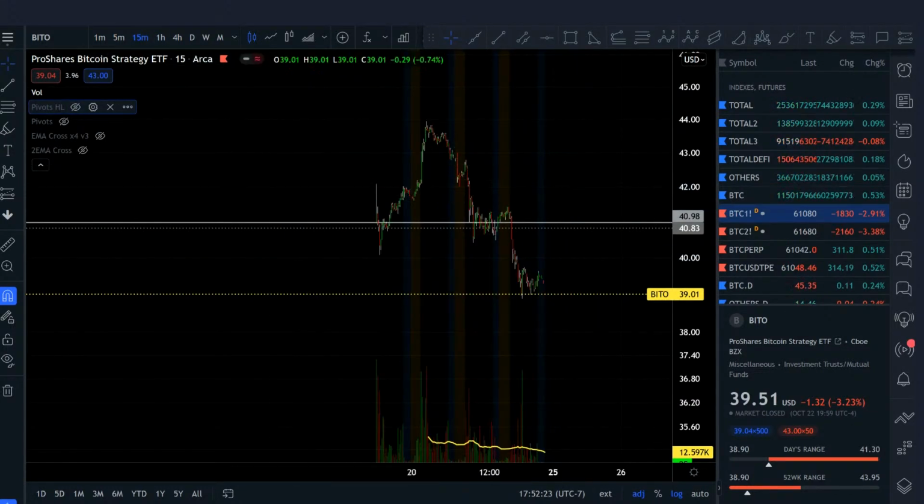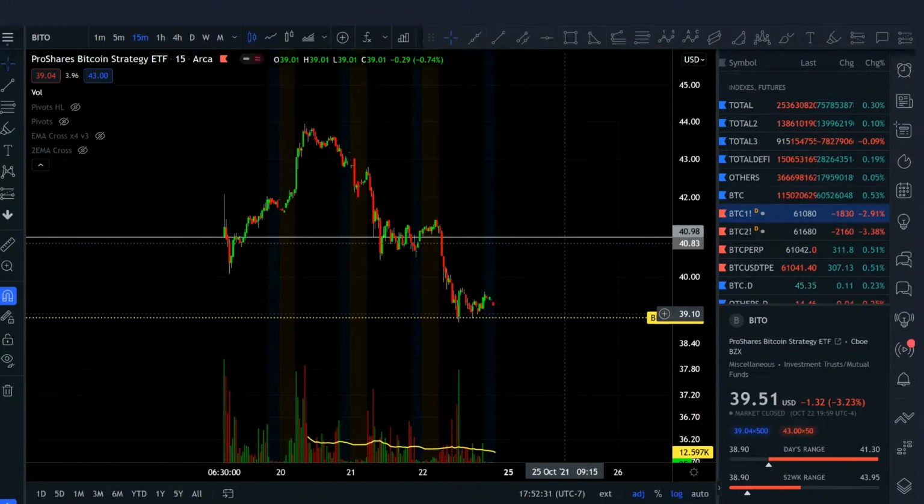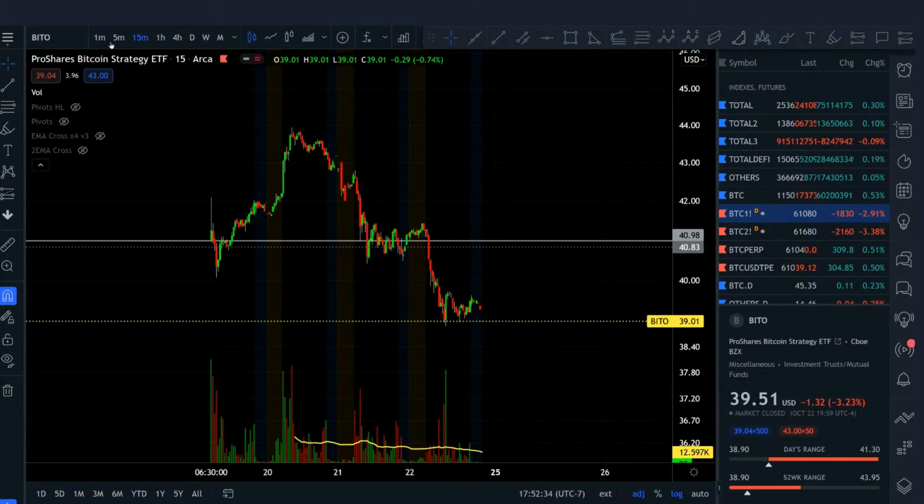Also look at a 15 minute if you want. So I just put this gray line. That's where the price started on my chart, about $41. So I'm just going to leave that there forever. This is where it started on my chart.